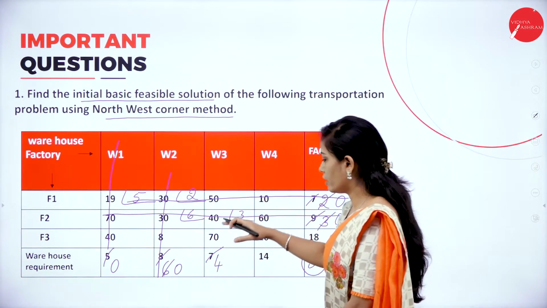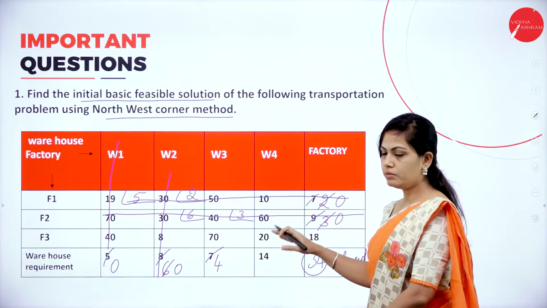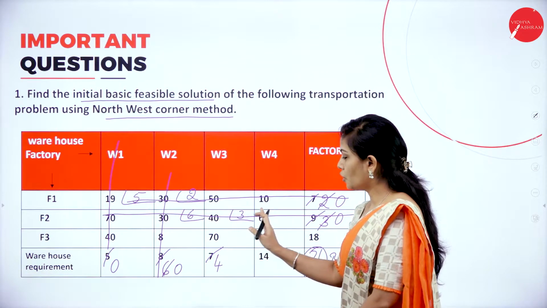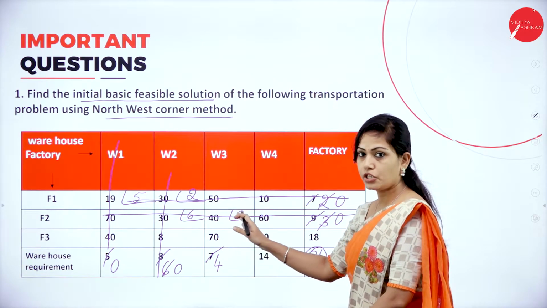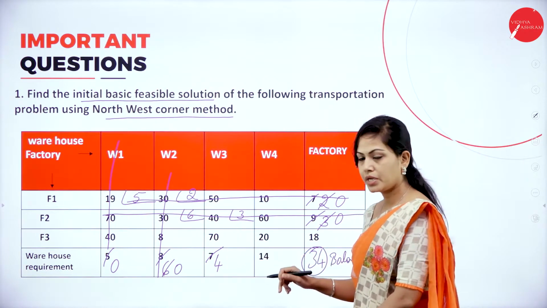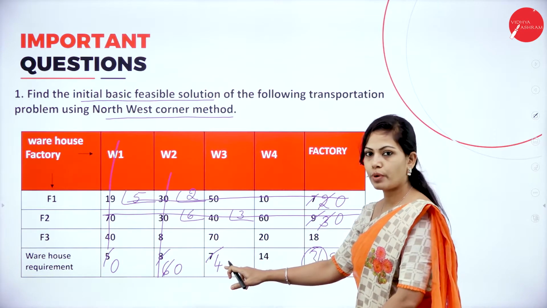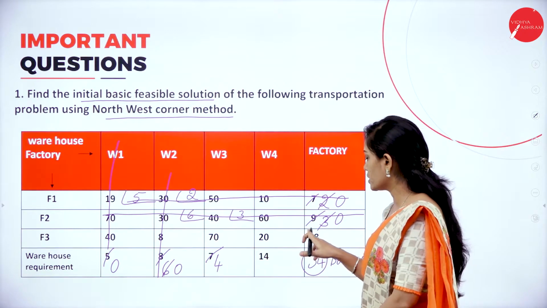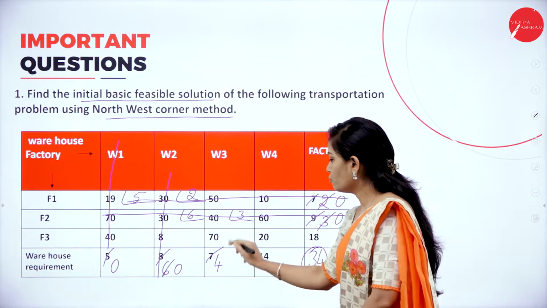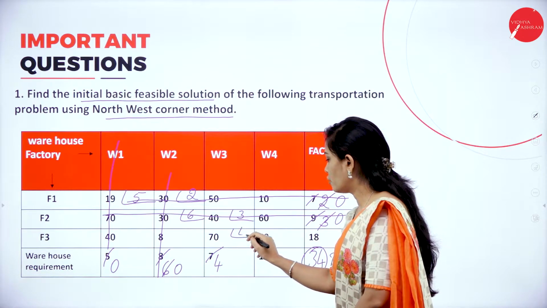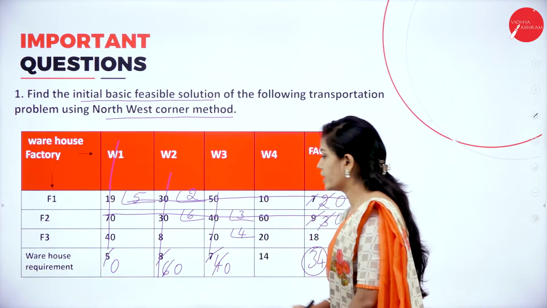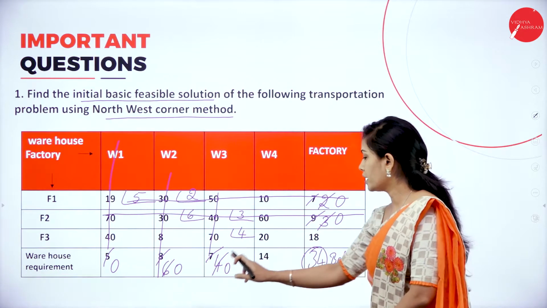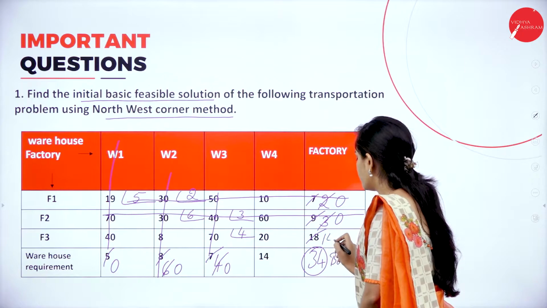And we have 1 row and 2 columns. So here the north cell, the left corner cell, is 70. You just check the warehouse requirement value and factory value. It is 18 and 4. So 4 is lesser than 18. I will allocate 4 rupees to this cell. It will become 0. You can cancel this entire column. And 18 minus 4 is 14.